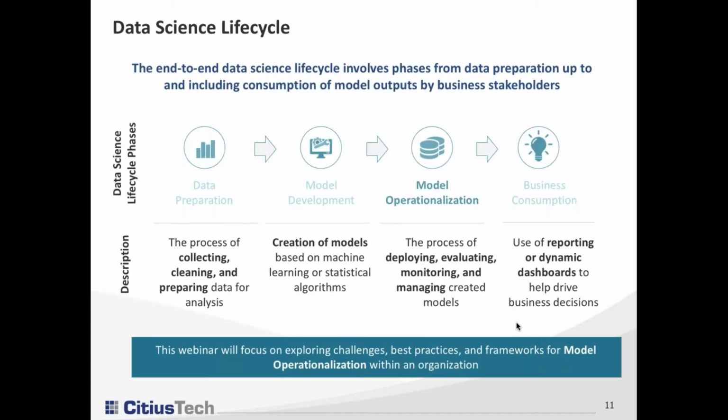Now we're going to talk a little bit about the data science lifecycle. For the purpose of our talk, the end-to-end data science lifecycle encompasses phases that span from data preparation to model development, to then model operationalization, which is the focus of this talk, and finally business consumption, which is the use of reporting or dynamic dashboards to help consume model outputs to drive decisions. Our discussion will focus on exploring challenges, best practices, and frameworks for model operationalization within an organization.